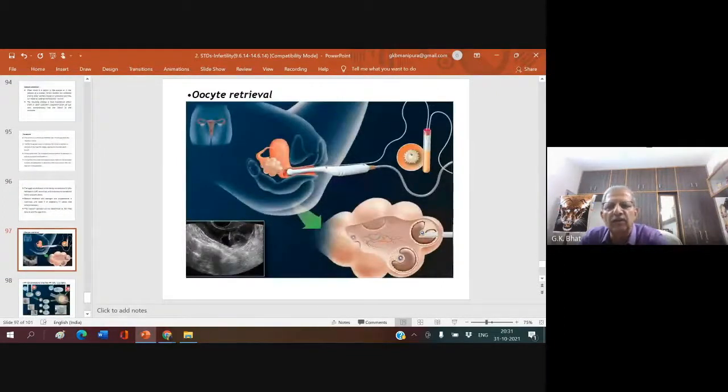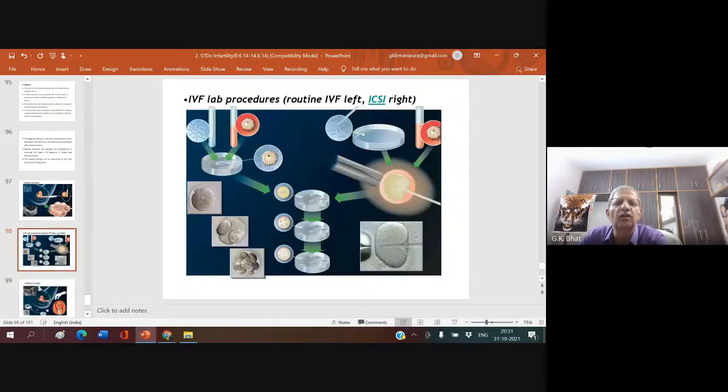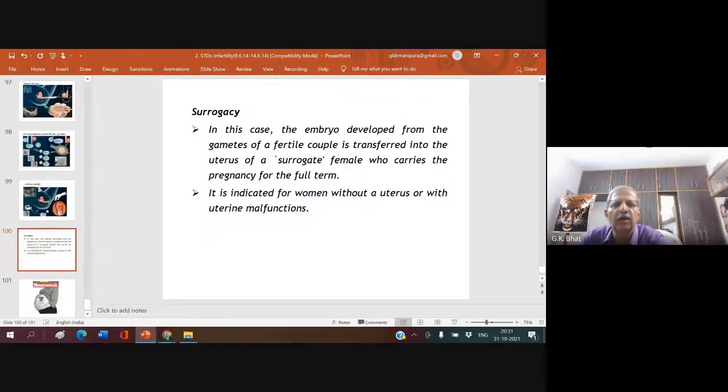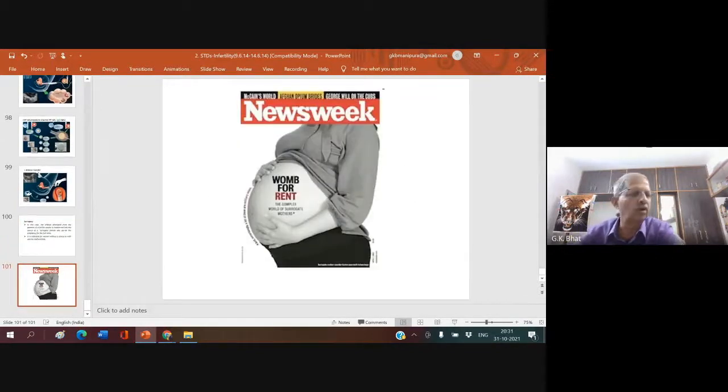The oocyte is taken from one woman's body. Okay, you can see that. With the needle it is removed. And it is put into the petri dish where the fertilization takes place. And later it is introduced into another woman. Now it is introduced into the body of another one. Embryo transfer. Okay. So later, sometimes some woman will come forward to bear the pregnancy. They are called surrogate mothers. So that's all about today's class.